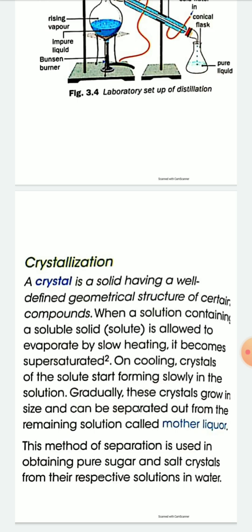is known as crystallization. When a solution containing a soluble solute or solid is allowed to evaporate by slow heating, it becomes supersaturated. Then you have to cool the supersaturated solution, and on cooling, the crystals of the solute start forming slowly in the solution. Gradually, these crystals grow in size and can be separated out from the remaining solution called liquor. This method of separation is used in obtaining pure sugar and salt crystals from their respective solutions in water.